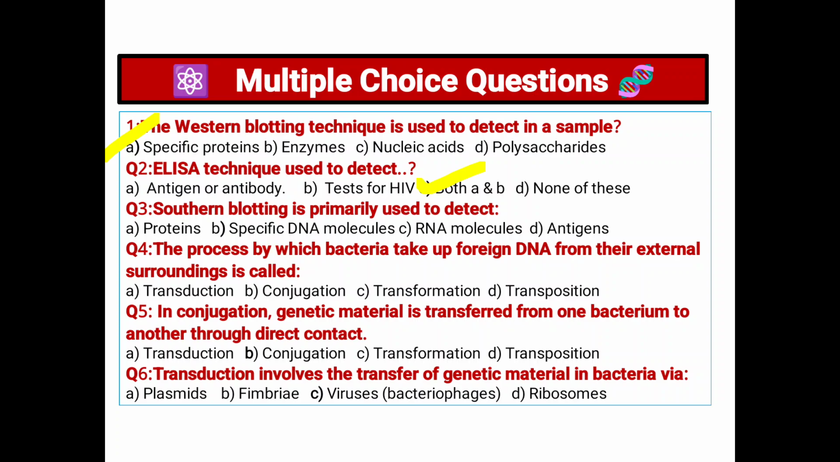Next, Southern blotting is primarily used to detect A, proteins, B, specific DNA molecules, C, RNA molecules, and D, antigens. So Southern blotting is used for specific DNA molecules. Option B is the correct, specific DNA molecules identification, Southern blot.